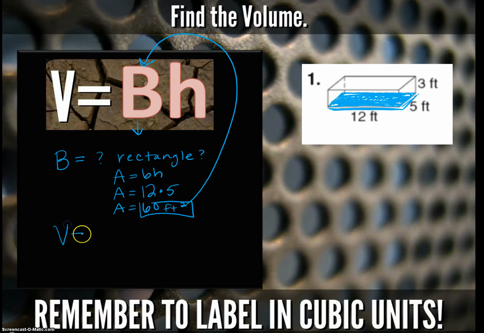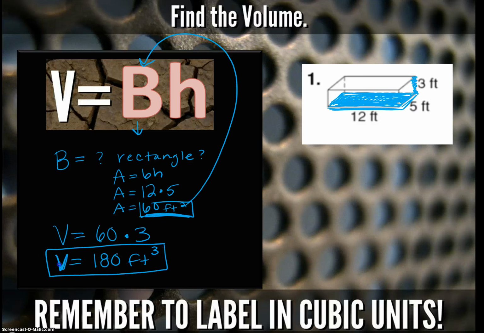So I have volume equals big B. What is the area of that base that I just colored over there? It was 60 square feet. So I'm taking 60 and multiplying by the height that is not used yet. The height of my prism is 3. When you multiply 60 times 3, you get 180, and you label it in feet cubed, or cubic feet. Capital V always has a 3. Pause the video and get ready for the next one.